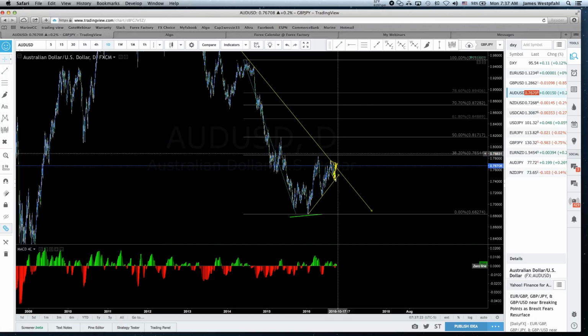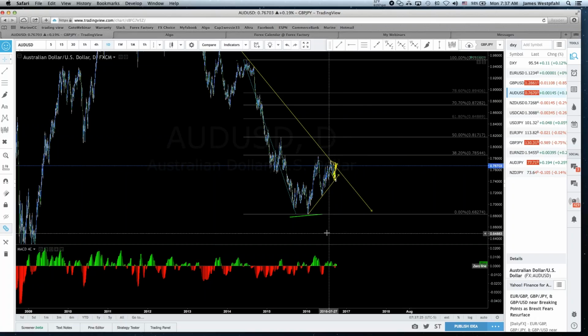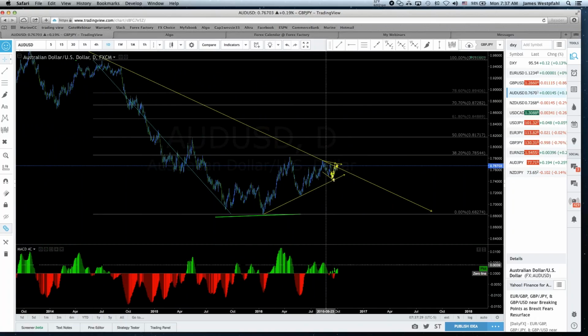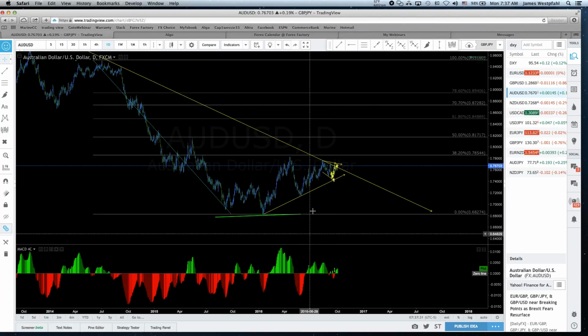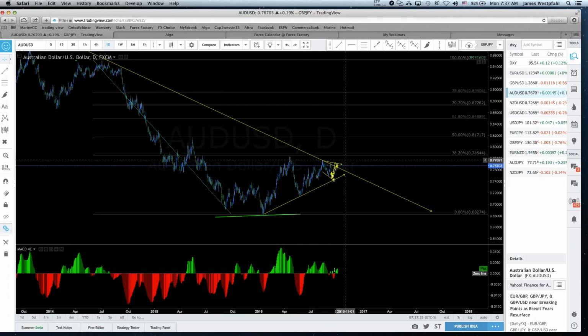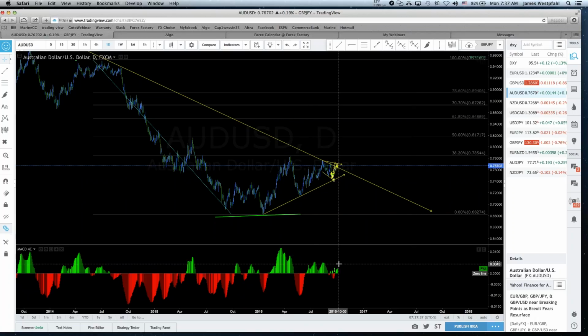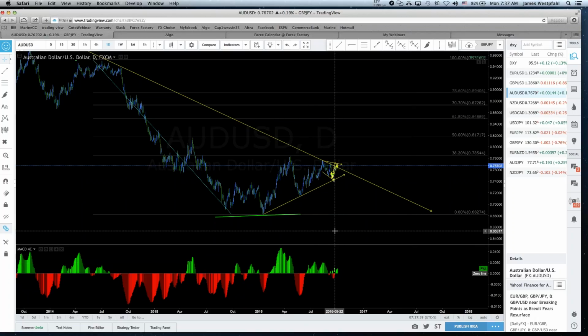So we'll look for the initial break of this. And then you can see from the MACD at the bottom, we have divergence. So either way, even if this does break, it's going to consolidate down before we go back up. So you have that divergence. So that's what we're anticipating.